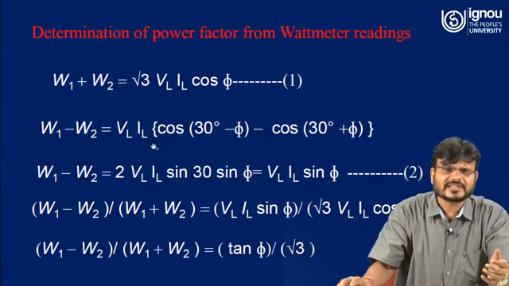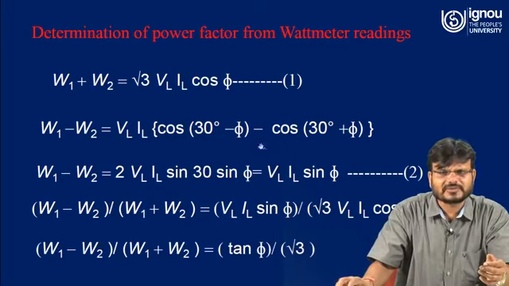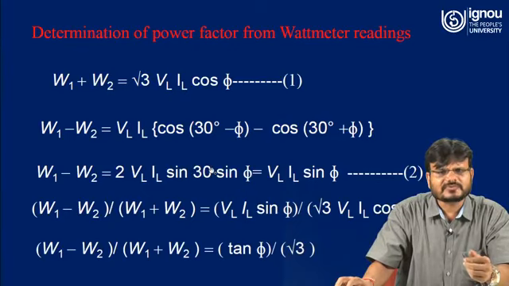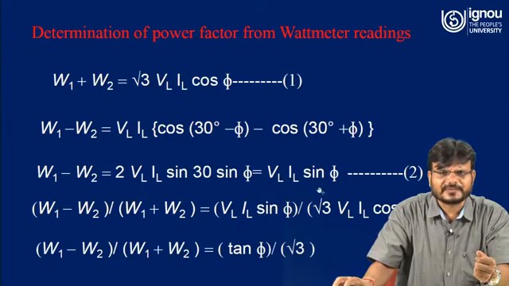So it can be written as VL IL [cos(30 - phi) - cos(30 + phi)]. Just open it and solve it. After solving this expression, it can be written as W1 minus W2 is equal to 2 VL IL sin 30 sin phi. What is the value of sin 30? The value of sin 30 is 1 by 2. So this 2 will be cancelled out, and you can say W1 minus W2 is equal to VL IL sin phi.